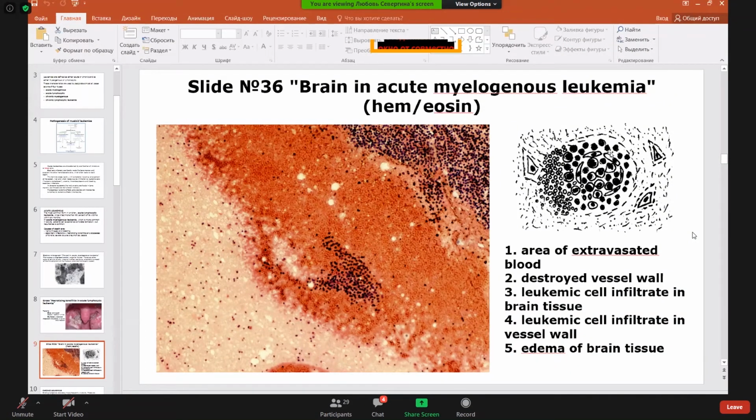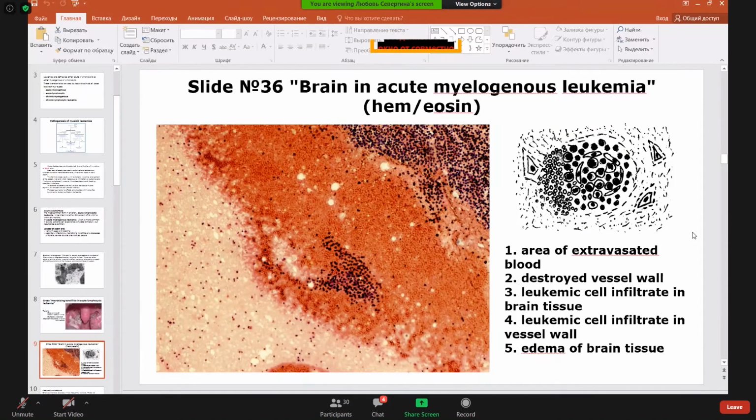So in the central part, we can see a thin walled vessel, infiltration of the vessel wall by the leukemic cells, and a destroyed part of the vessel, extravasated blood nearby the vessel in the white matter of the brain, and edema, of course, of the adjacent brain tissue, and the adjacent neurons also with markers of pericellular edema and with degenerative changes. And now the description.